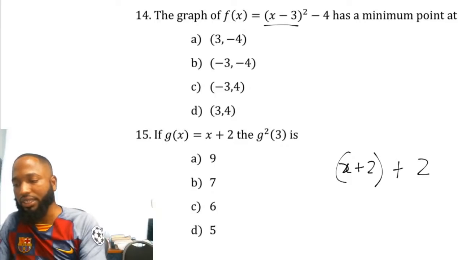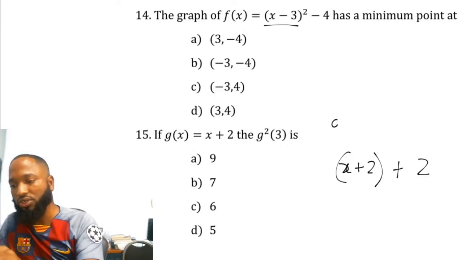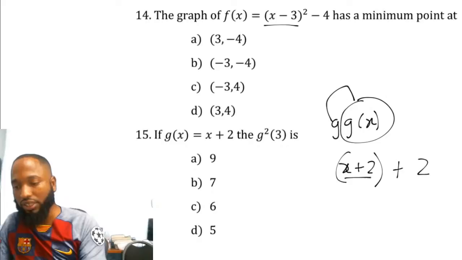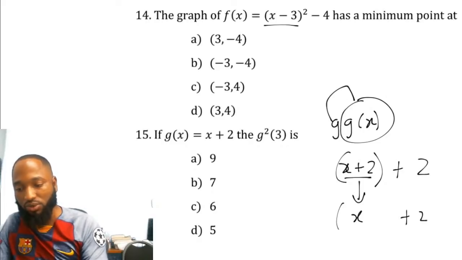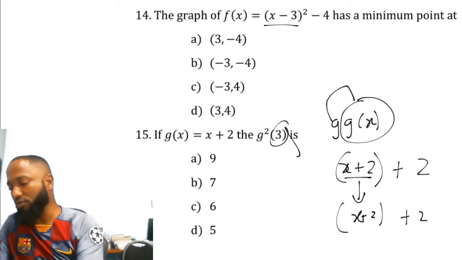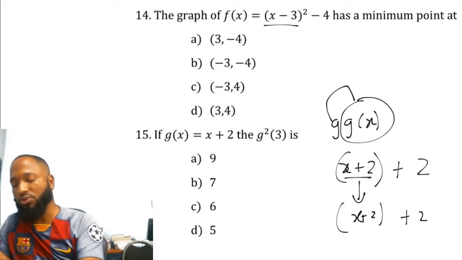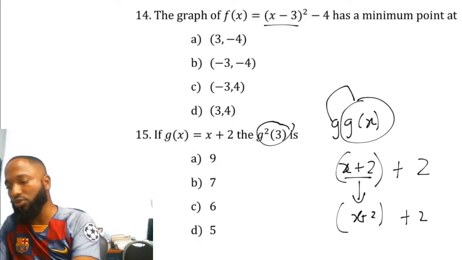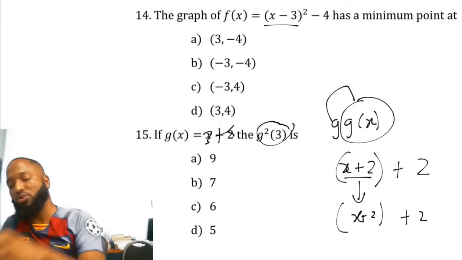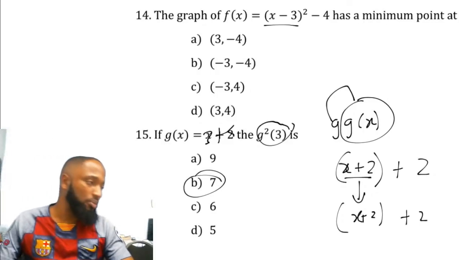So what I'm saying is that g of g of x means you do g of x and then you do it again to itself. So g of x was x plus 2, and you think of this as the new x and you add on another 2 to it. So in other words, it's really x plus 4. 3 plus 4 is 7. So it's like you do g of 3, so 3 plus 2 is 5, and then you do it again, so 5 plus 2 is 7. So B is the answer.